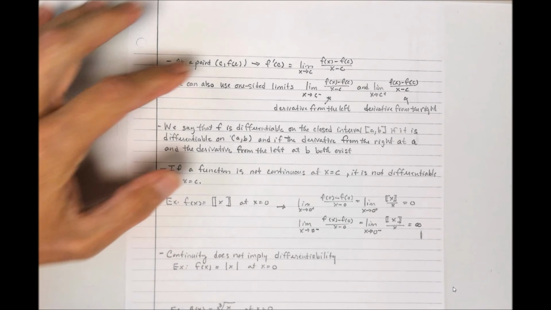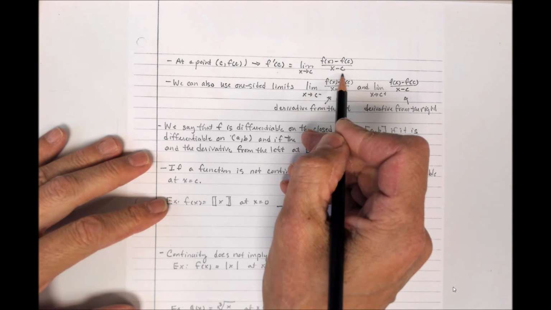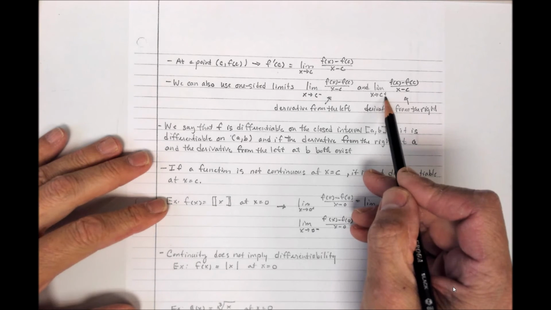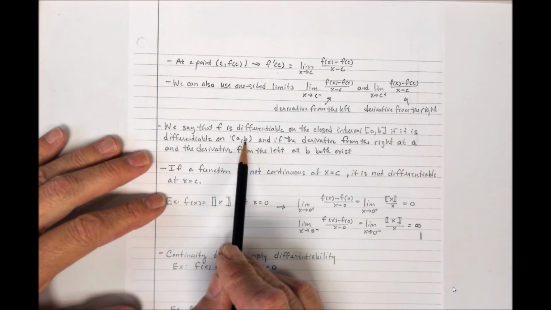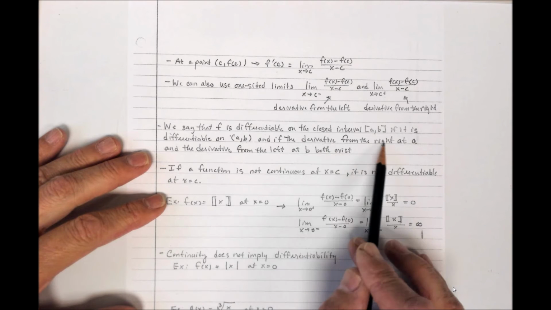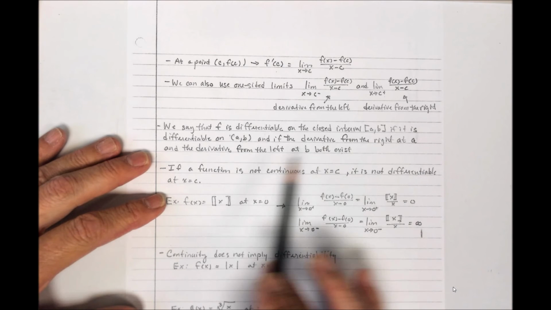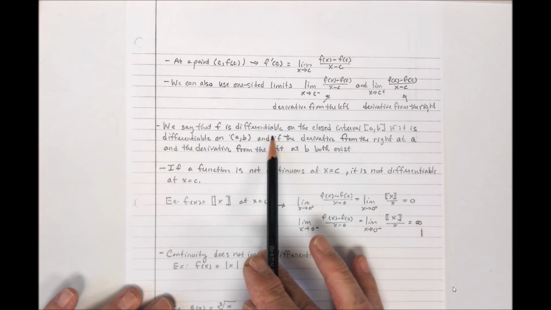So let's scoot this over here, and let's see what we can do. At a point c, f prime of c is equal to the limit as x goes to c of f of x minus f of c all over x minus c. If we look at the limit from the left and the limit from the right, we can say that the function's differentiable on the closed interval if it's differentiable on the open interval, and if the derivative from the right at a and the derivative from the left at b both exist. This is like what we were talking about with continuity: on a closed interval, we'd have to look at the endpoints individually. Well, we do the same thing here with differentiability.